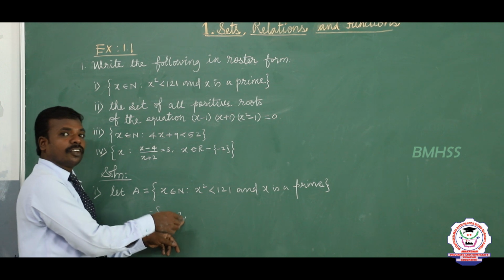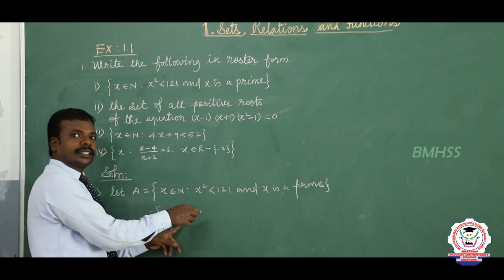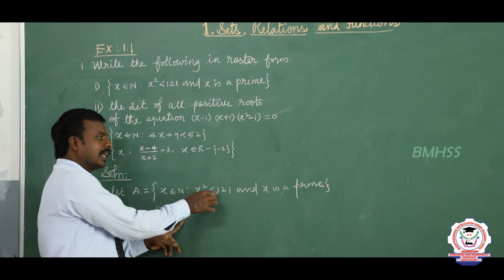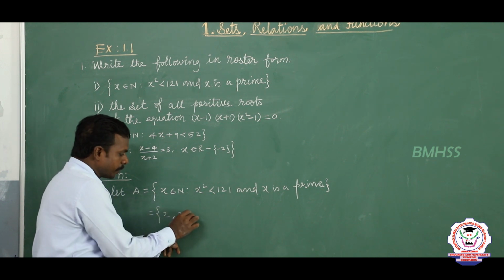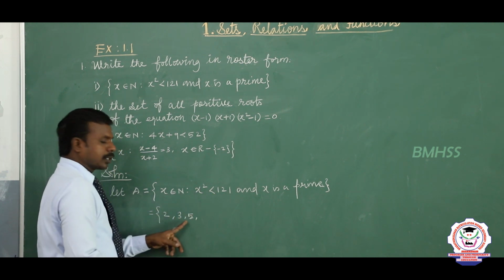The next prime number is 5. 5 square is what? That is 25. 25 is less than 121. So this is also a possible value.